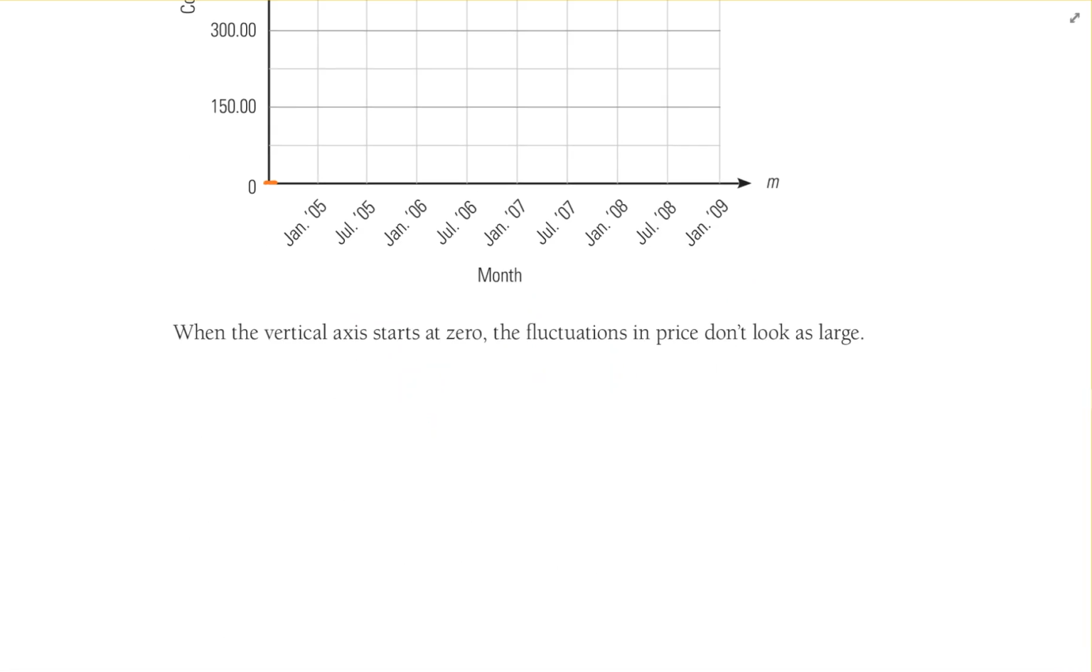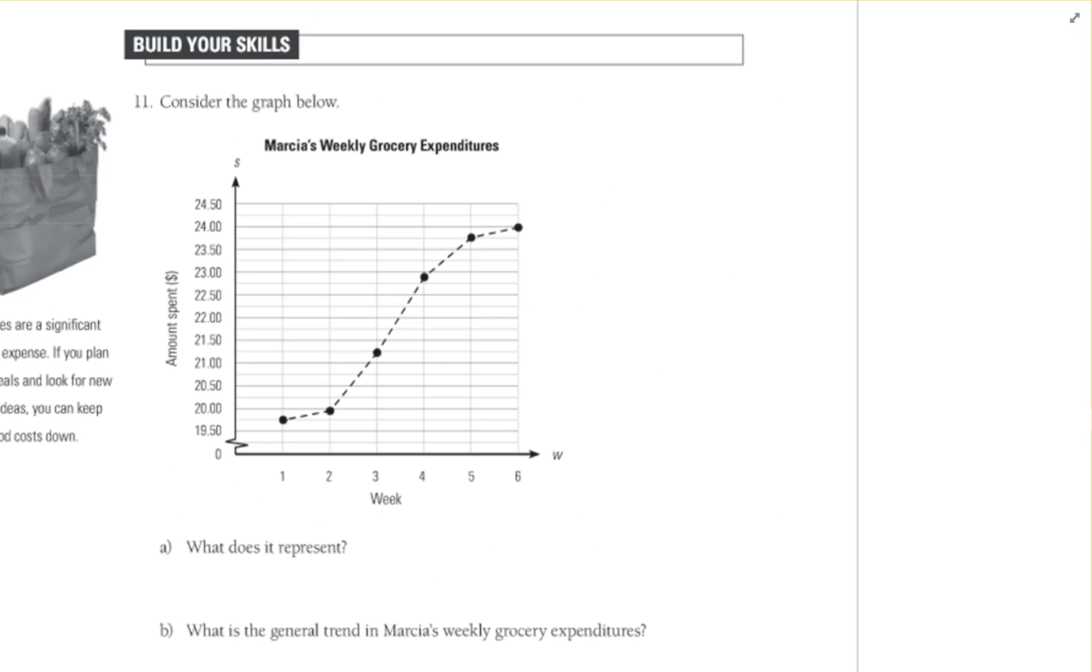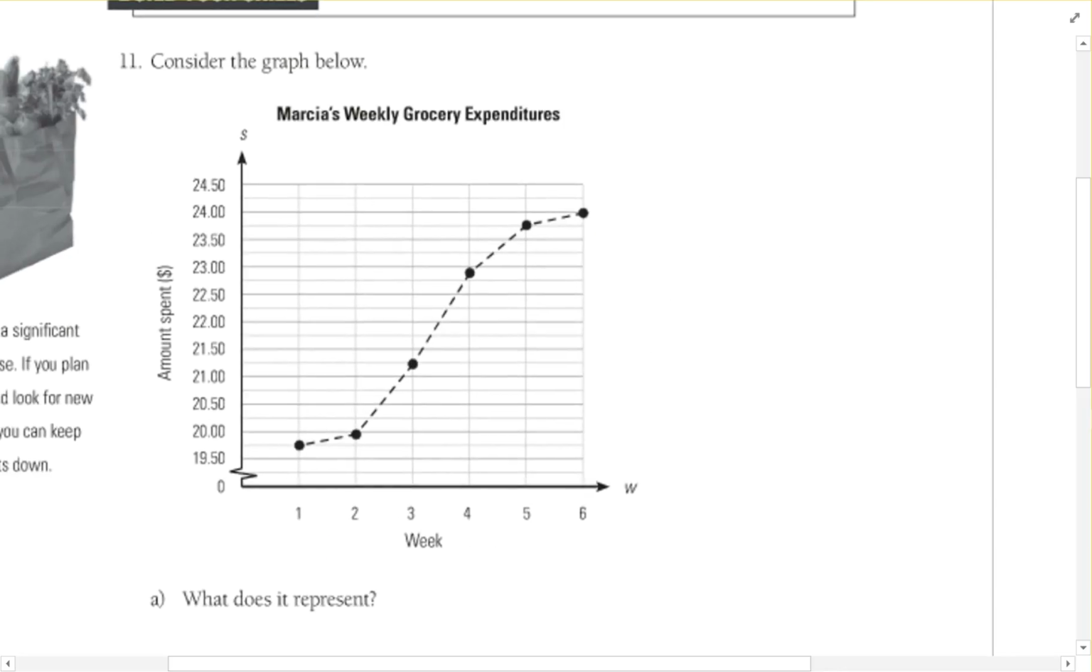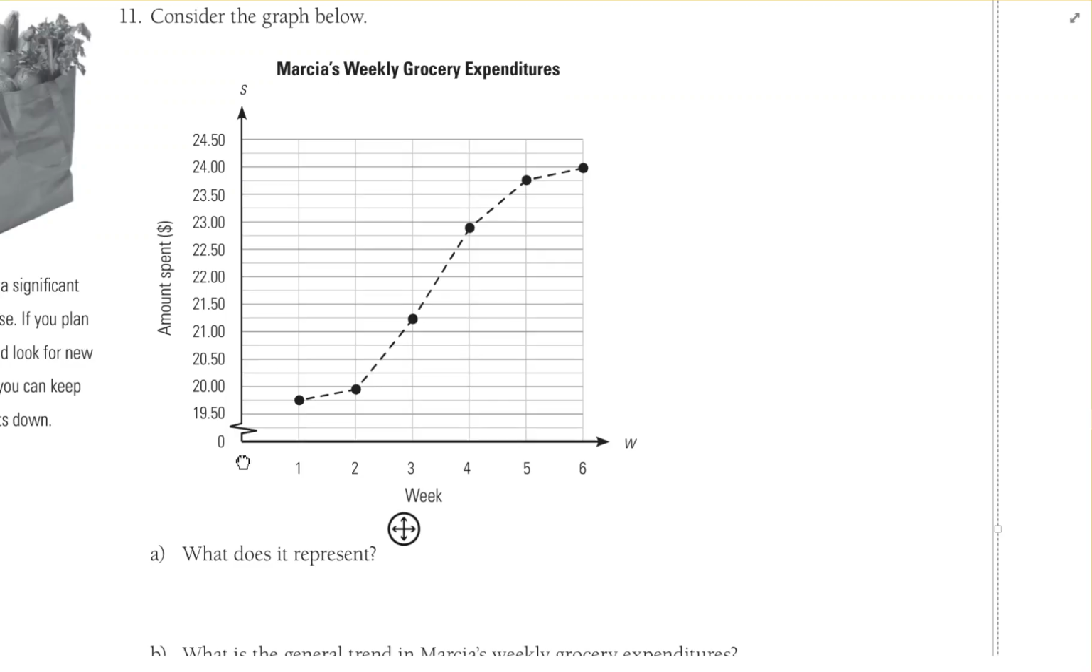So let's just do this one together. It says consider the graph below of Marcia's weekly grocery expenditures. So amount spent, and then again notice there's this little broken line thing down here. So it just automatically starts at like 1950, right? It doesn't show all the way down to zero. So that can be misleading, right?